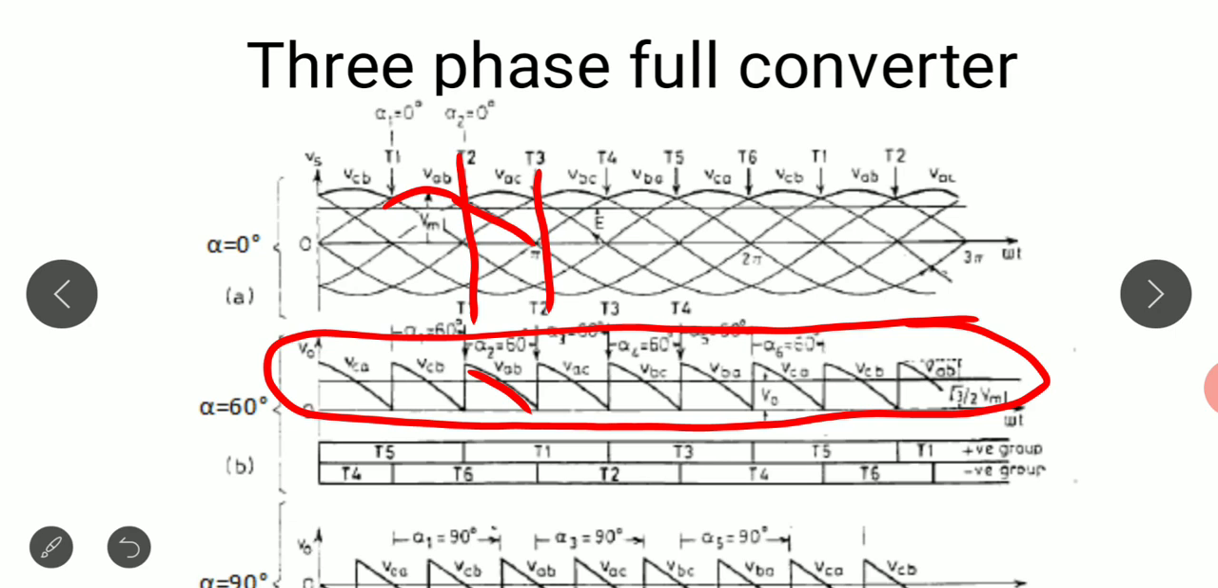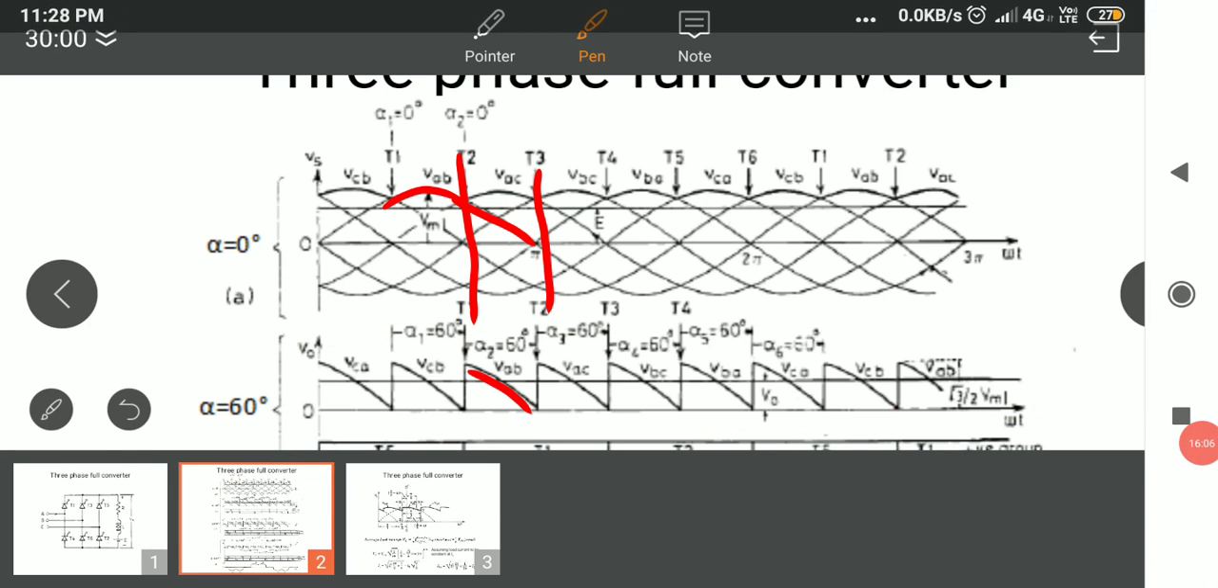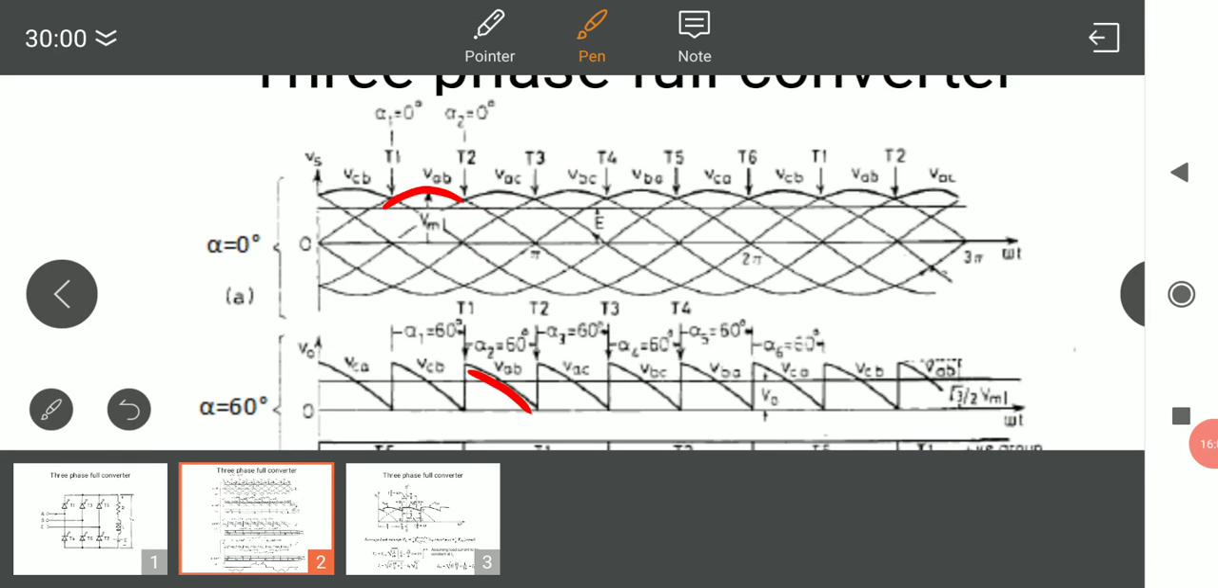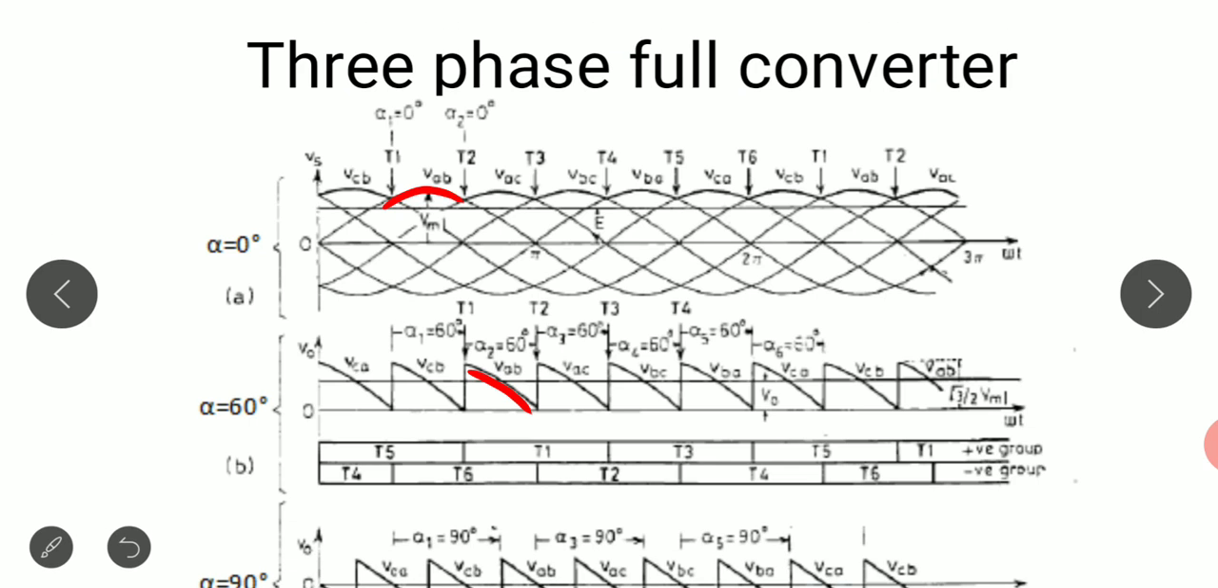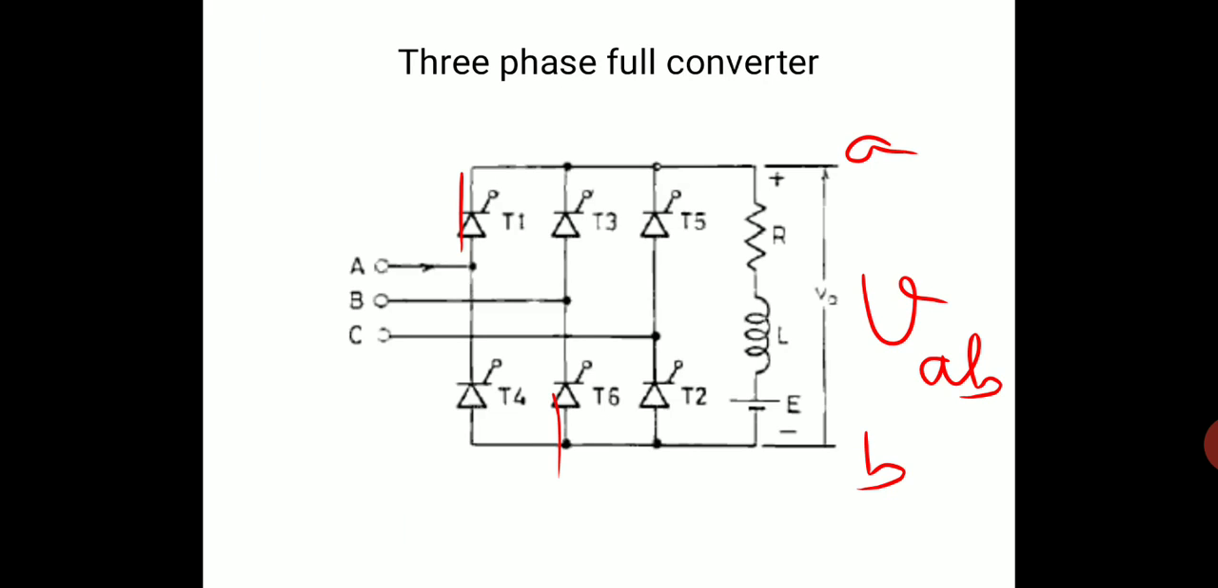Likewise, we can analyze our voltages for different firing angles. Let us check. In this you can observe that voltage was never negative, it was always positive. The instantaneous voltage is always positive. Now let us check for alpha is equal to 90 degree.